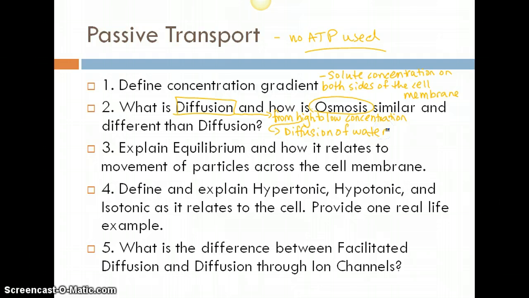Explain equilibrium. So we'll start there. Equilibrium is just equal concentrations on both sides of the membrane, and how it relates to movement of particles. Right here, particles still move. They still cross the membrane. It's just in equal amounts.